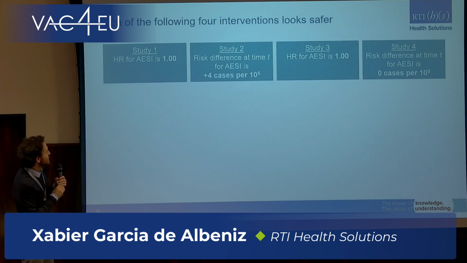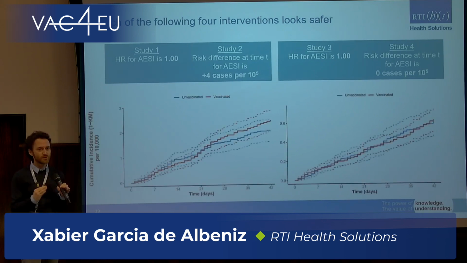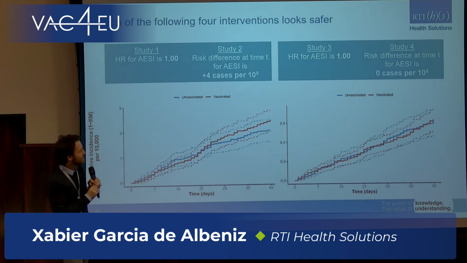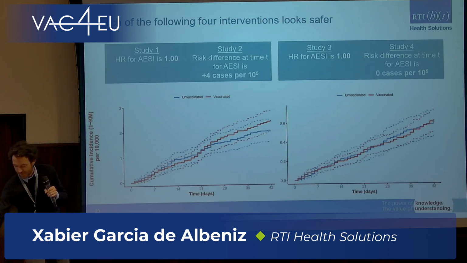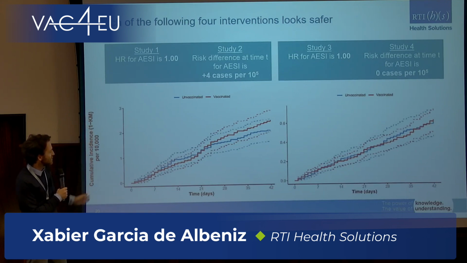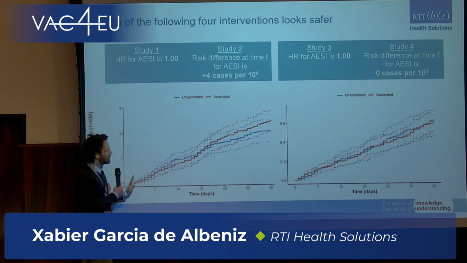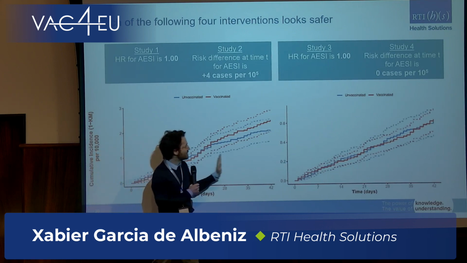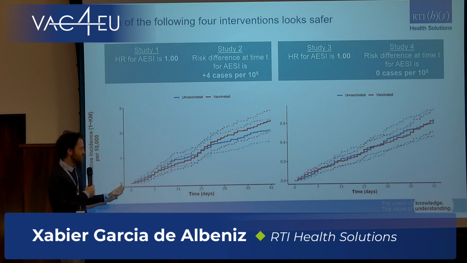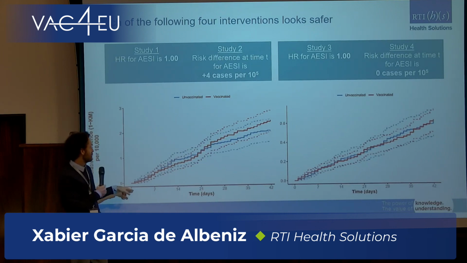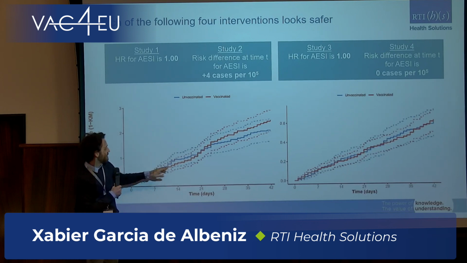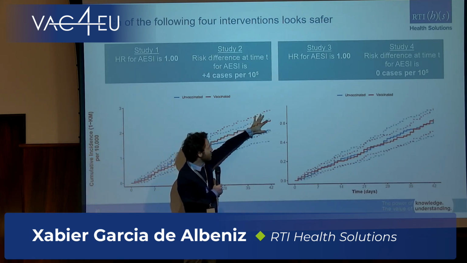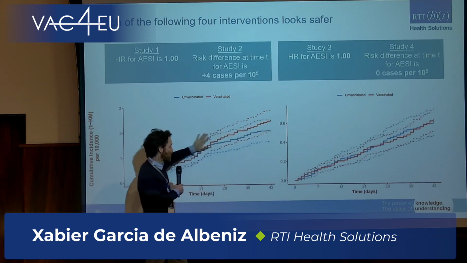So which one doesn't look very safe? Study 2, right? Well, these are real results from our own studies. And study 1 and study 2 are the same study, and study 3 and study 4 are the same study. Why is that? Because a hazard ratio is a weighted average of the ratio of the hazards during the whole follow-up. So you can have a curve like this one, which is a real result, where for a period of time, the risk of having the AESI in the vaccinated is lower, but then it increases. So at the end of the follow-up, there is an excess risk. But the average hazard ratio is 1.